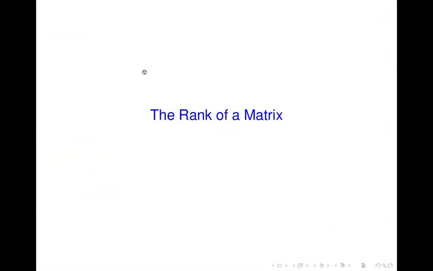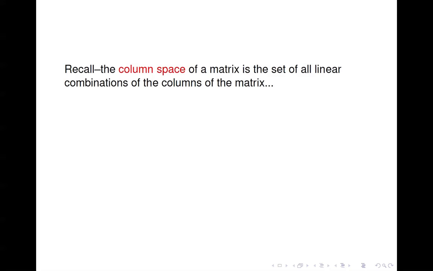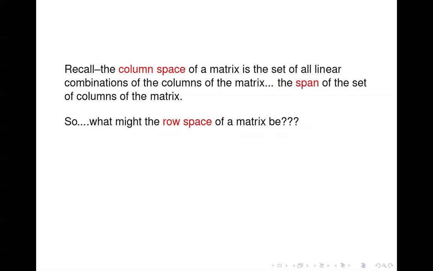All right, let's move on to talk about the rank of a matrix today. Now, first, a little bit of review. Remember, the column space of a matrix is the set of all linear combinations of the columns, which is also the span of the set of columns of the matrix. So we're going to talk about another subspace, this time the row space of a matrix.